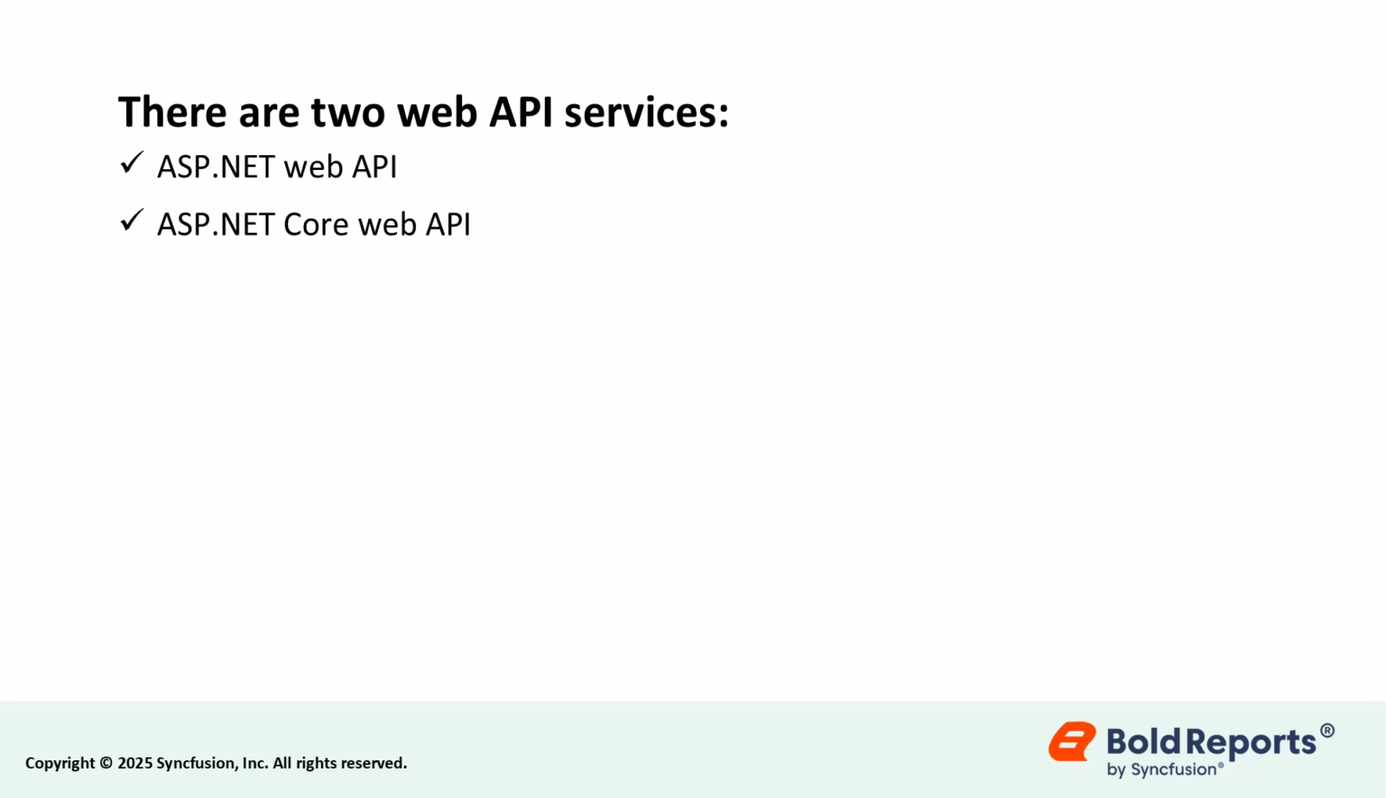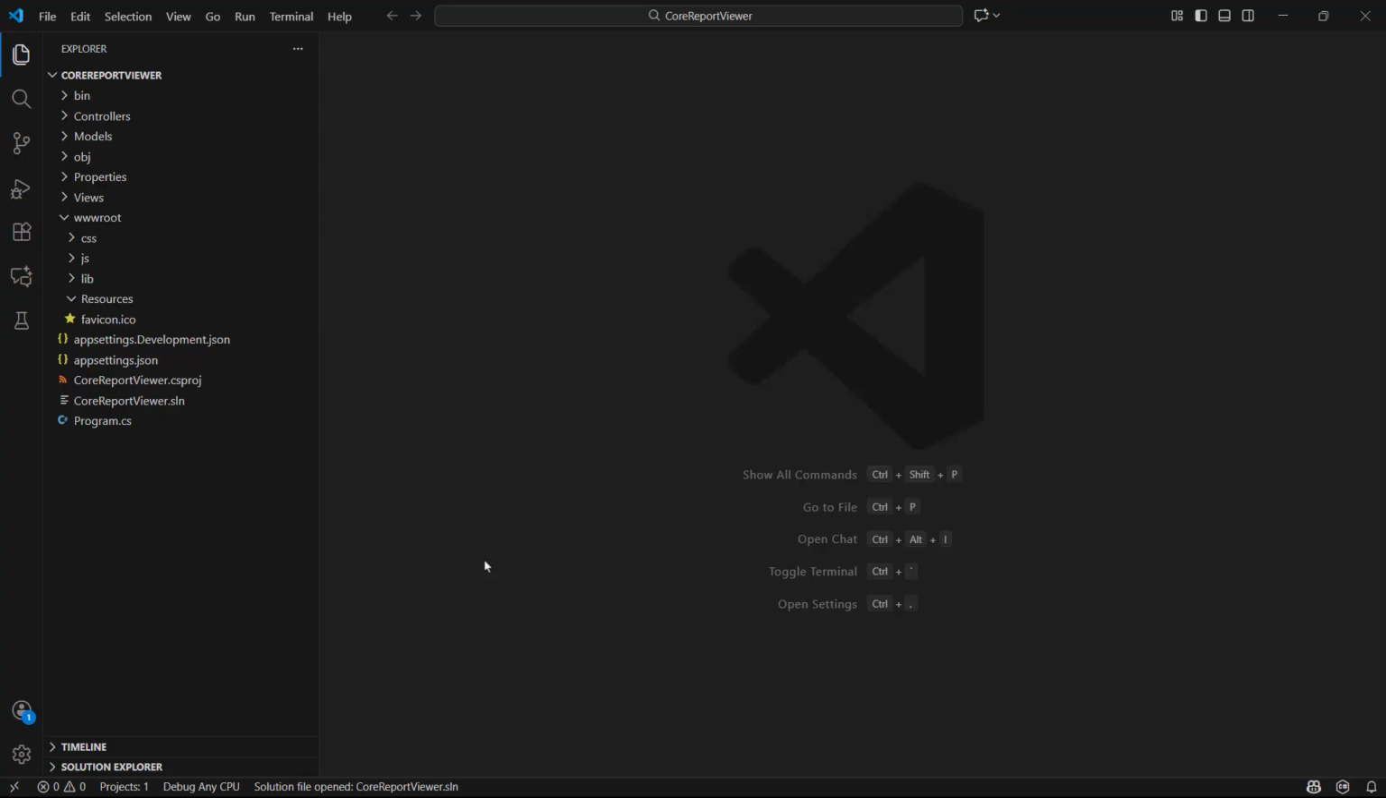The report viewer requires a web API service to process report files. There are two options for creating a web API service: ASP.NET Web API and ASP.NET Core Web API. For this demo, I have created an ASP.NET Core Web API service on my local machine. I have linked the video on how to create an ASP.NET Core Web API Services application in the video description for your reference. I will open an ASP.NET Core Web API application and add the product-details.rdlc report under the resources folder.